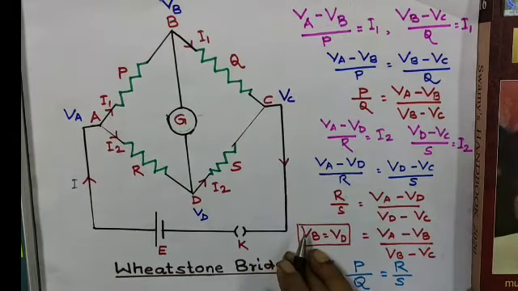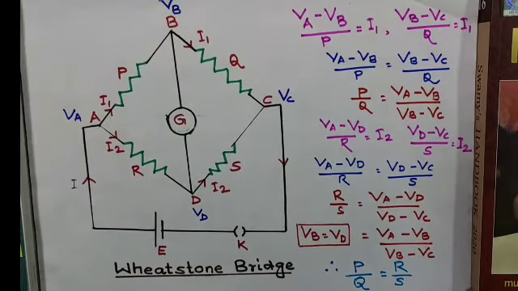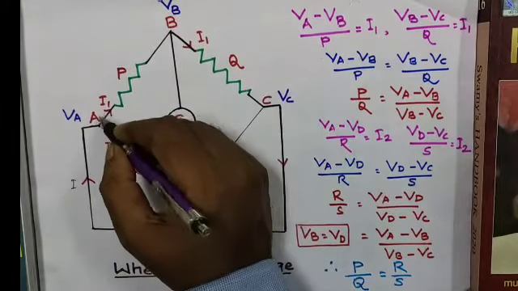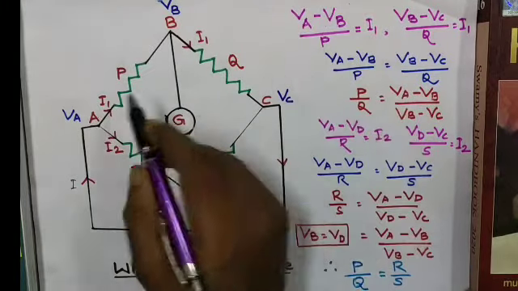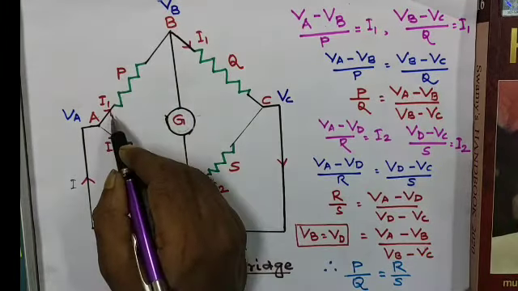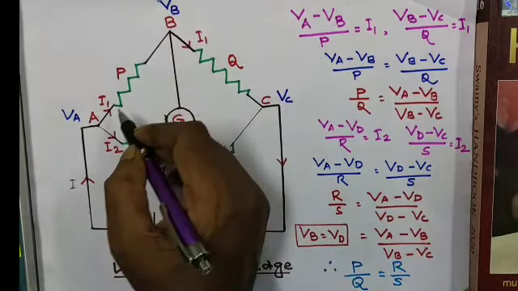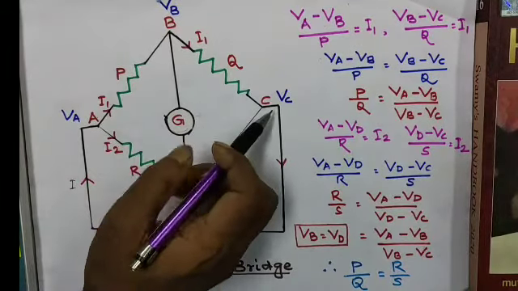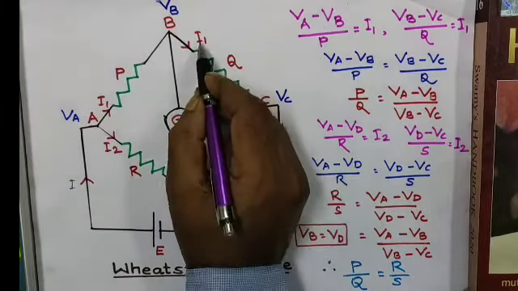Now, if we apply Ohm's law between the points A and B, we can see that VA minus VB, the potential difference between A and B, divided by the resistance P is equal to I1. And the same current is flowing through Q. So we can say VB minus VC by Q is equal to I1.